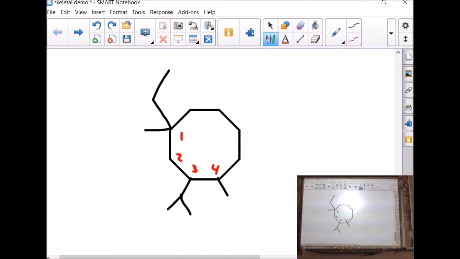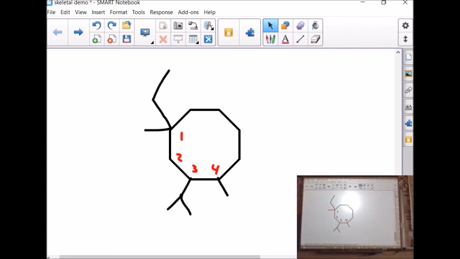So what would the name of this be? So we have 1 ethyl. Good. 1,4 dimethyl. 3 isopropyl cyclohexane.